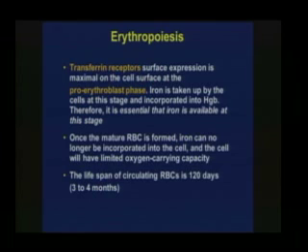Once the mature erythrocyte is formed, iron can no longer be incorporated into the cell, and the cell will therefore have limited oxygen carrying capacity. Now, once in the circulating blood, RBCs typically have a life of about 120 days.